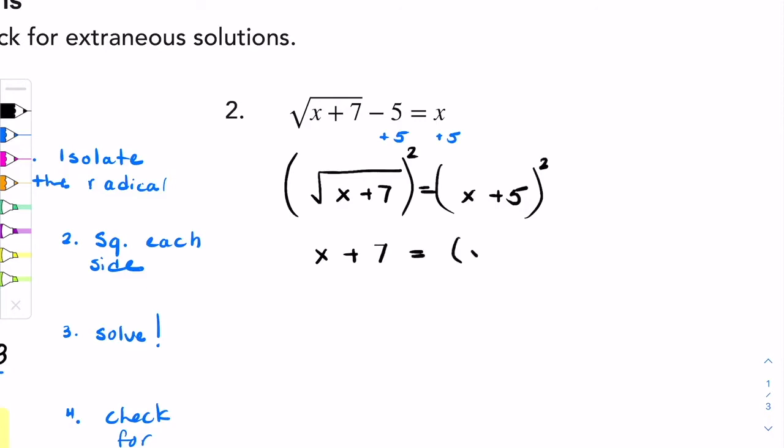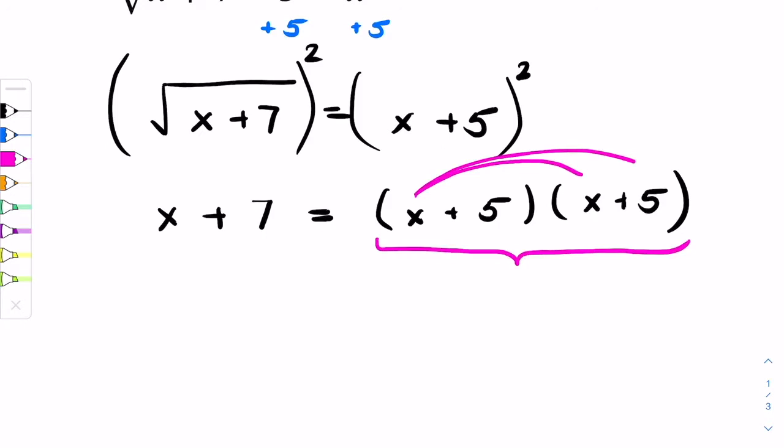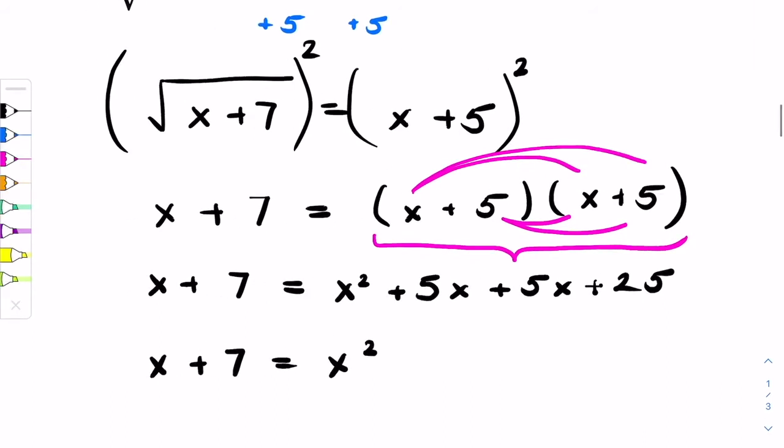On the right side, x plus 5 squared is the same as x plus 5 times x plus 5. When you are multiplying two terms together, you do have to distribute, so multiply all terms. x plus 7 equals x squared plus 5x plus 5x plus 25. x plus 7 is equal to x squared, 5x plus 5x is 10x, plus 25.